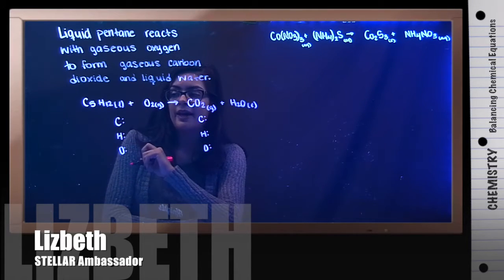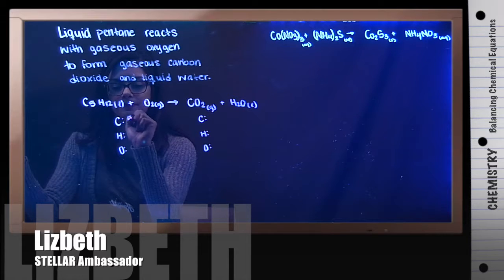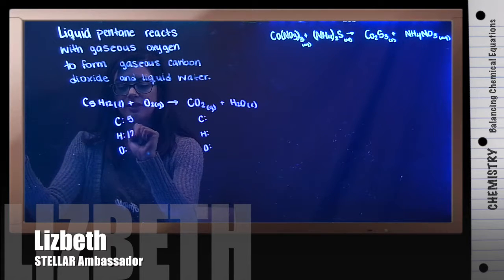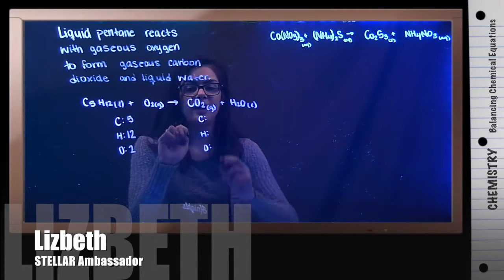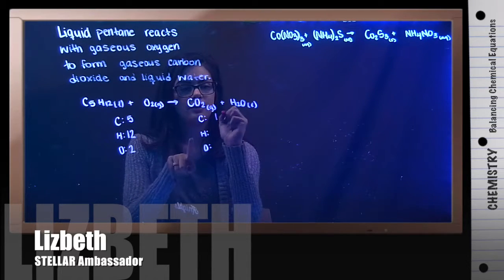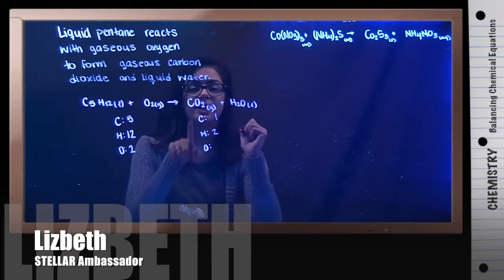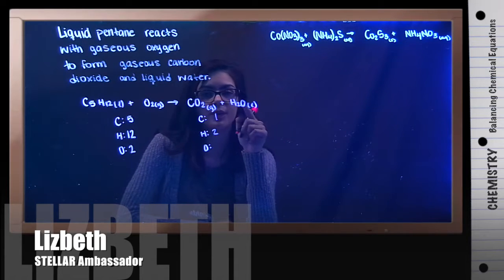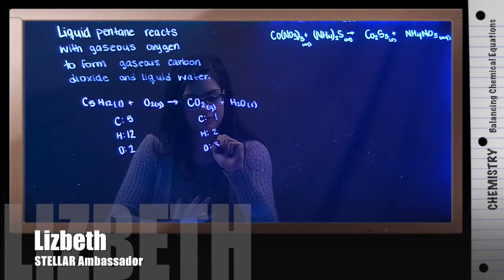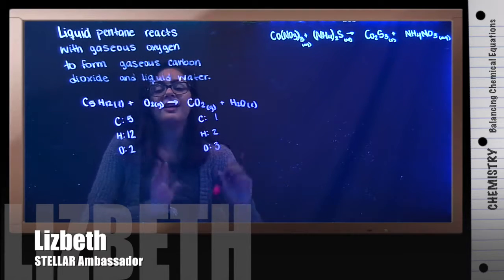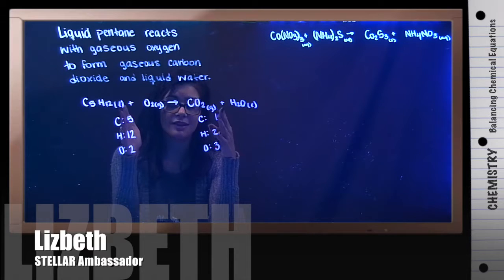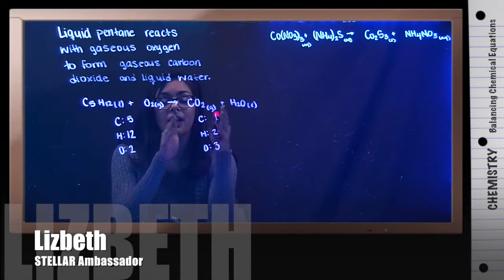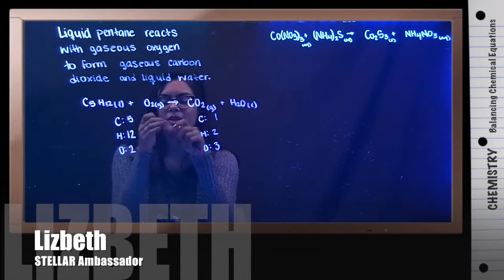So over here, I have 5 carbons, 12 hydrogens, and 2 oxygens. Over here, I have 1 carbon, 2 hydrogens, and here I have 2 oxygens plus 1, that makes 3 oxygens. So now you can see kind of where our differences lie. Every single element here has a different number on each side. That's where balancing the equation comes in.